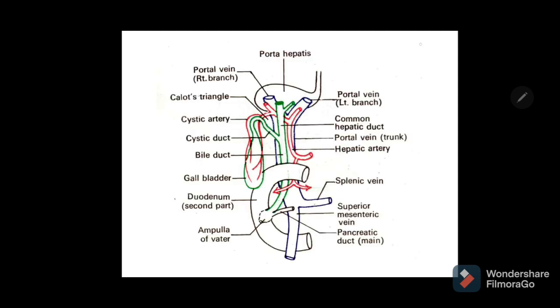So when you observe here, you are noticing the entire extrahepatic biliary tree. You are seeing the right and left hepatic ducts joining together and forming the common hepatic duct. This is a cystic duct draining the gallbladder. Cystic duct joins with the common hepatic duct to form the common bile duct. So this is the entire extrahepatic biliary tree with its individual components.